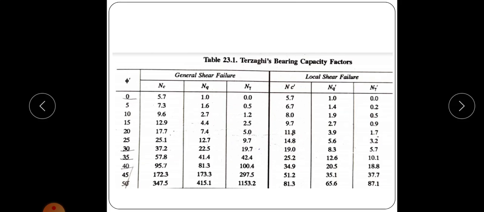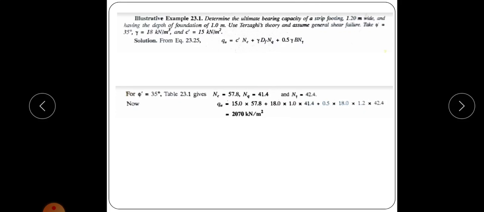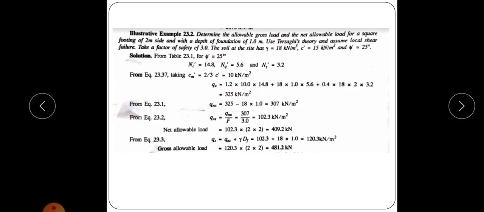In the previous problem it was asked to find out the ultimate bearing capacity only. But here it is not asked to find the bearing capacity, it is asked to find the load. So we have to multiply the bearing capacity value with the area. If they ask to calculate the net allowable load, you find qns, the net safe bearing capacity, and multiply it with the area. And if you want to find the gross allowable load, calculate the gross bearing capacity qs, then qs into area is the gross allowable load. So this is the procedure.